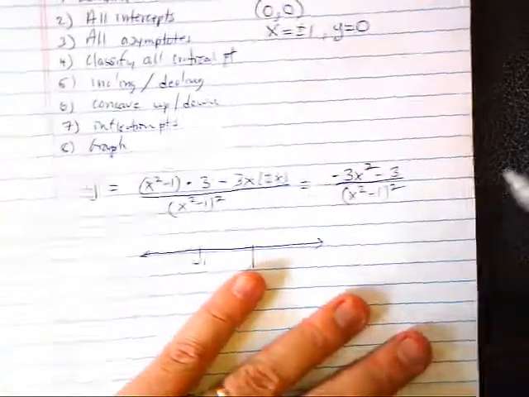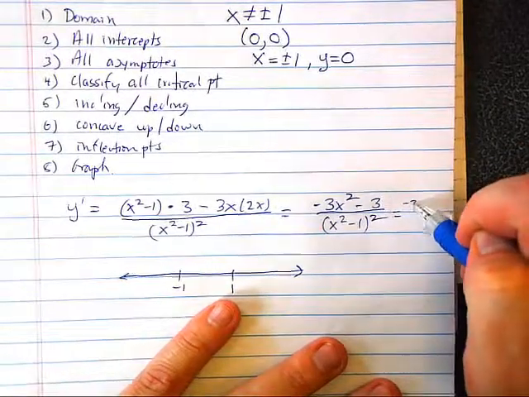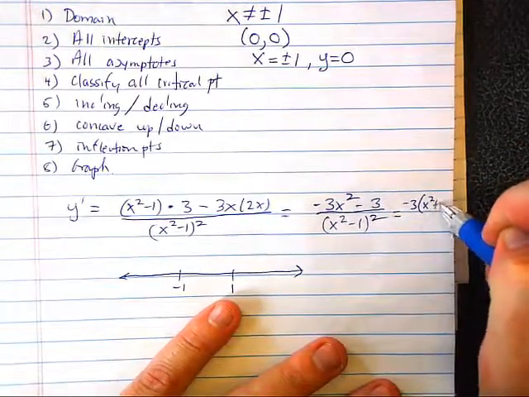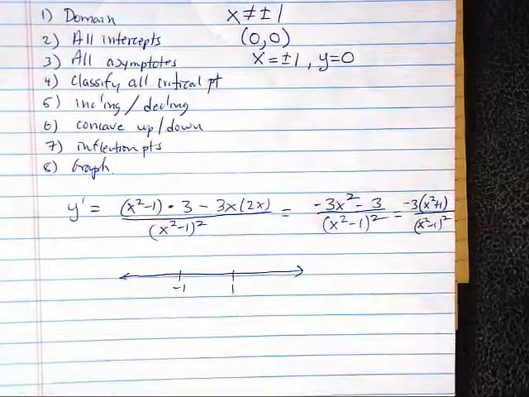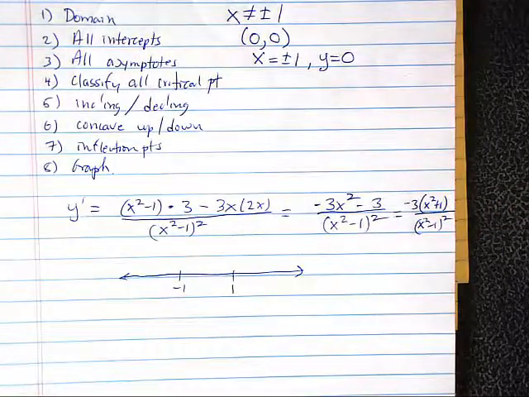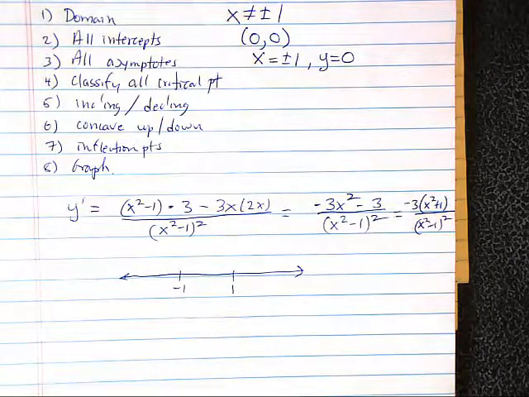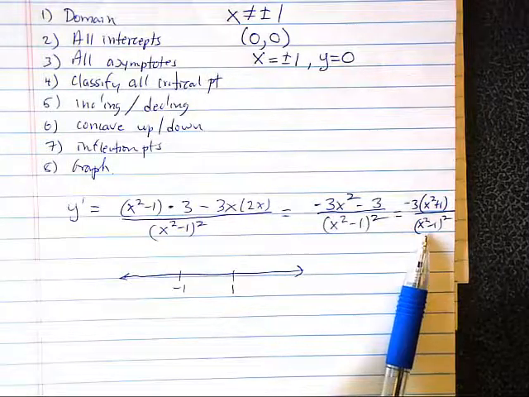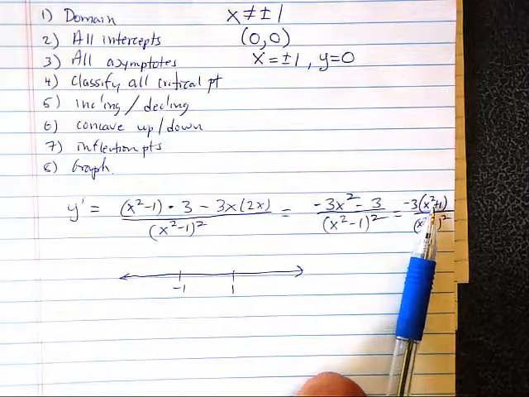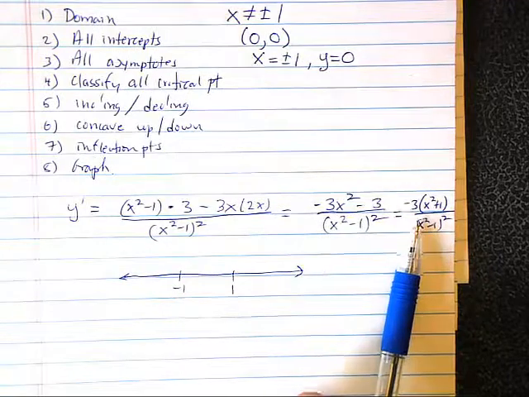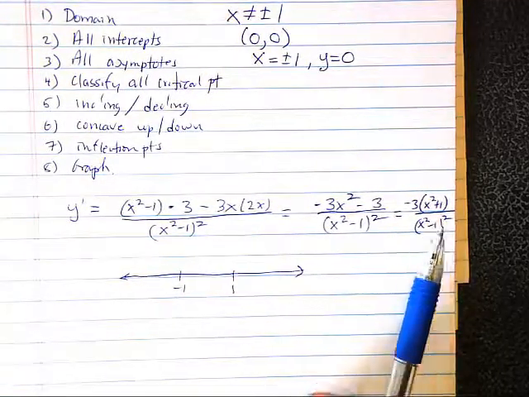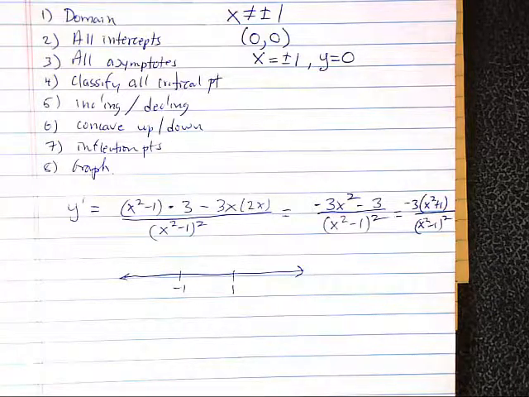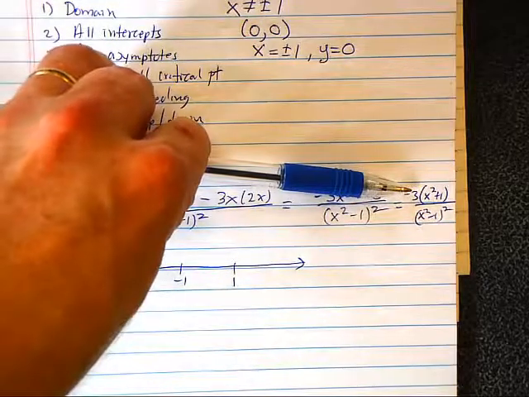Simplify it? I could. I could write it as negative 3 times x squared plus 1 over x squared minus 1 squared. I can break down x squared minus 1. Unfortunately, I cannot break down x squared plus 1. x squared minus 1 I could write as x minus 1 times x plus 1, and then all that would be squared. That's correct. But none of that's going to reduce with x squared plus 1, unfortunately.